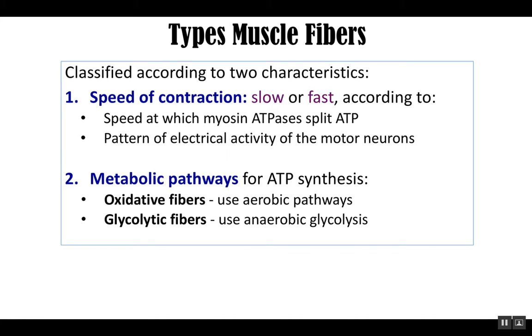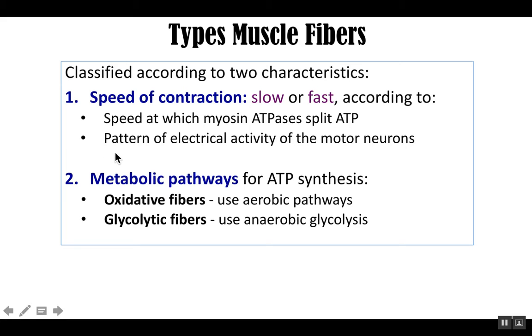The first characteristic is speed of muscle contraction. Are the muscle contractions slow or are they very fast? And this largely depends upon how fast myosin ATPases split ATP. So myosin ATPase is myosin. If you're an ATPase, that means you're some protein, some enzyme that breaks ATP and harnesses the energy.